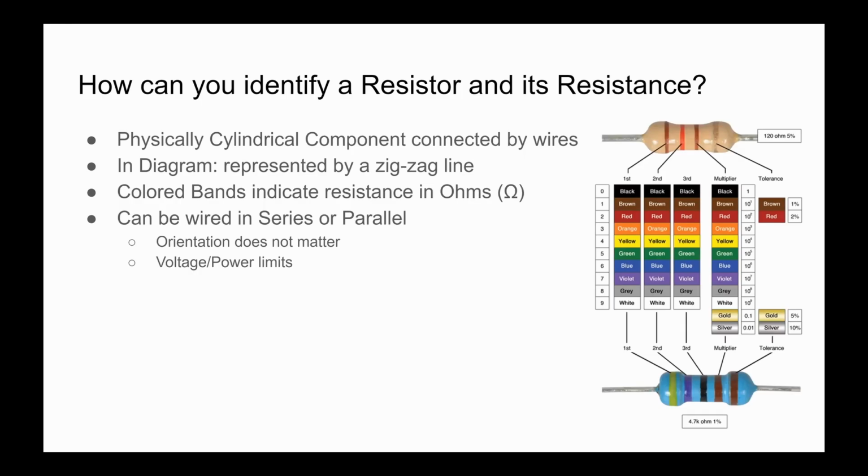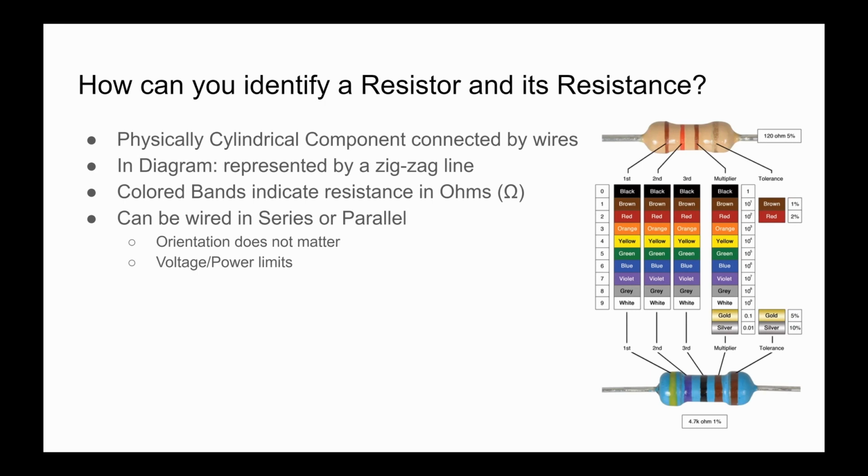How do you identify the value of resistance? Resistors are measured in ohms, which is represented with an omega, and are labeled with a series of colored bands that represent the resistance value. The first two bands indicate the first two digits of the resistance value, the third band indicates the multiplier, and the fourth band indicates the tolerance. We have an image on the right where you can see an example on the top of a 120 ohm resistor with a 5% tolerance and corresponding colored bands.